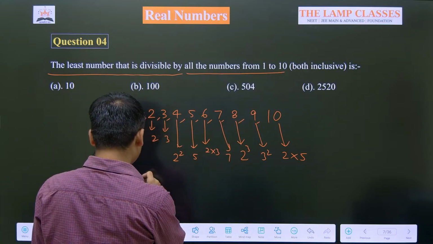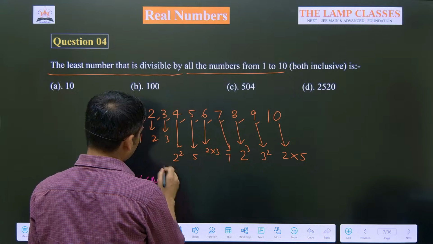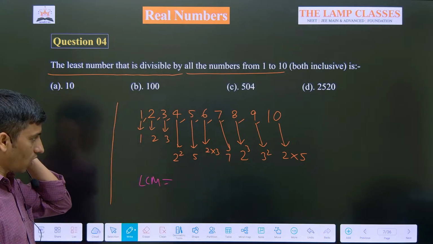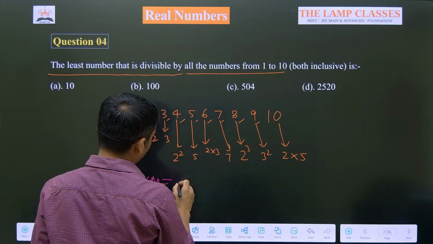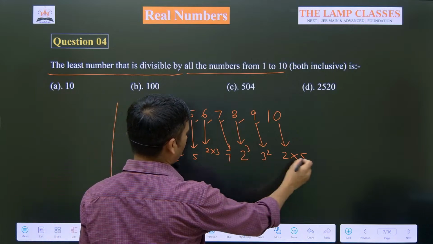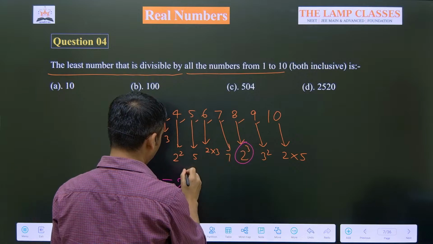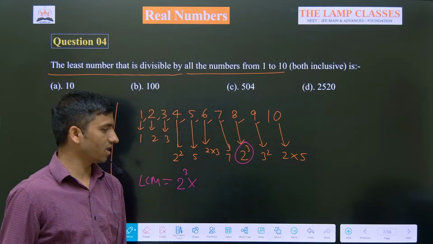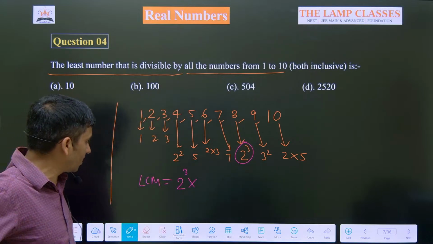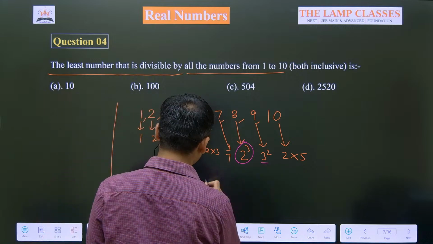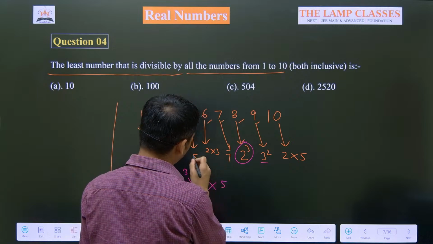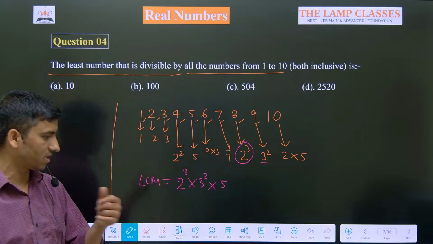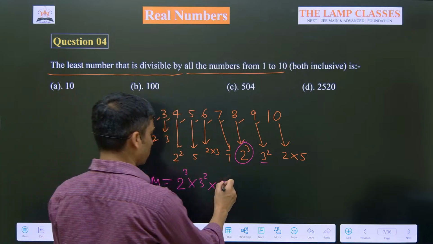So the LCM of these numbers takes each prime factor which is there in this list. First is 2, right? And what is the highest power of 2 among all of them? It has to be this, 2 raised to 3. What about 3? What is the highest power of 3 in this? You can see here it is 3 square. Then the next prime is 5, and the highest power of 5 in all of these is 1 only, so it will be just 5 raised to 1.